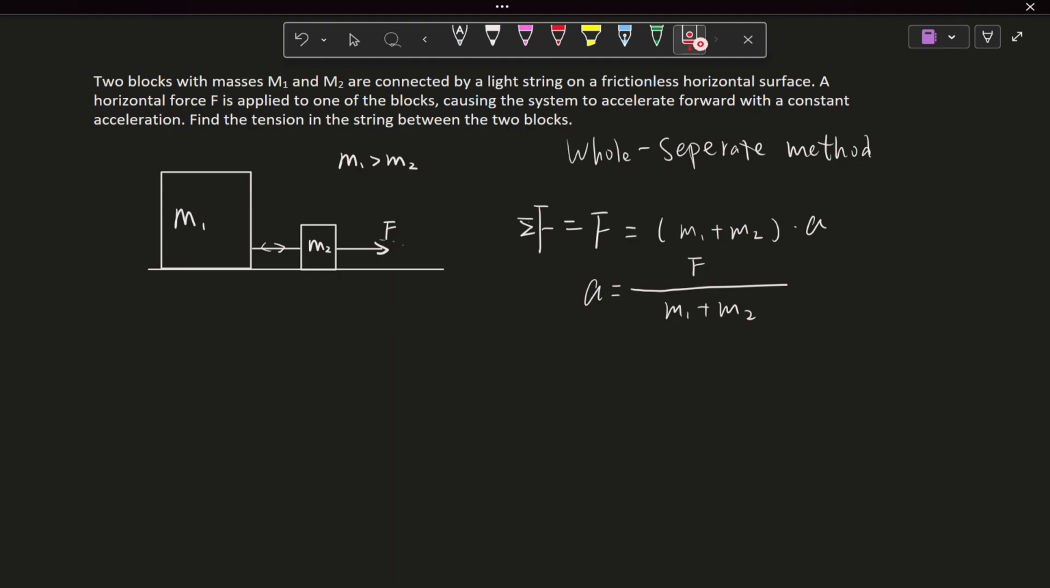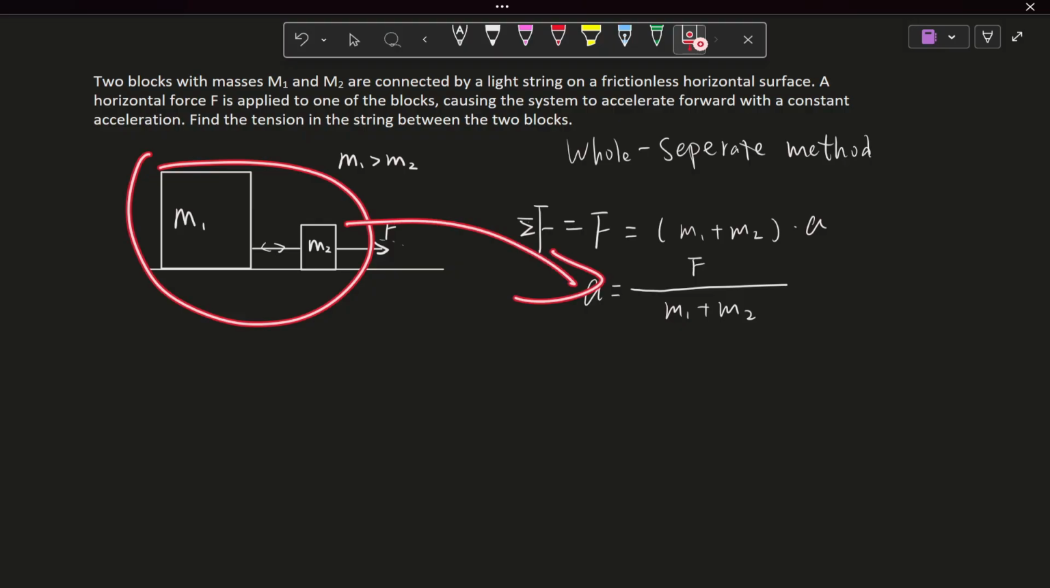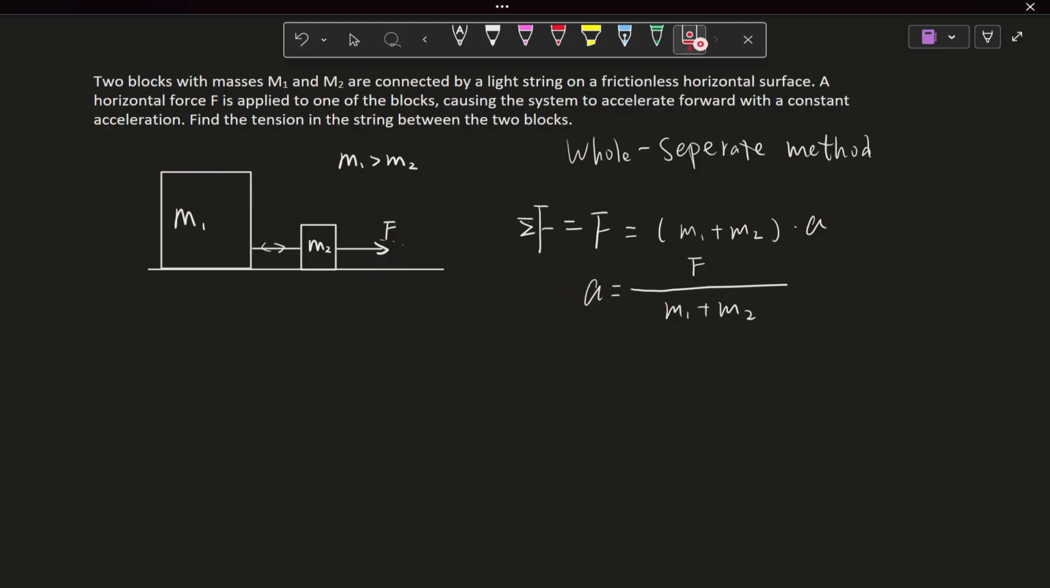So the entire system is moving forward with the acceleration F over m1 plus m2, right? Which means each single object is also accelerating forward with this much acceleration. So let's analyze m2. No, wait. Actually, let's analyze m1 because it's easier. So let's write a net force equation for m1.